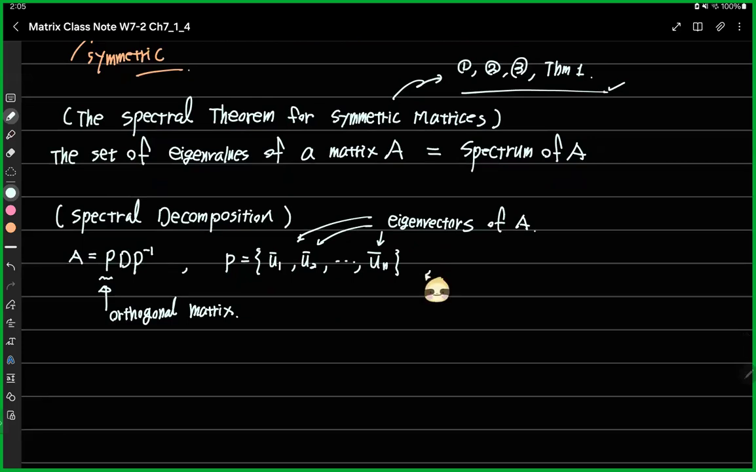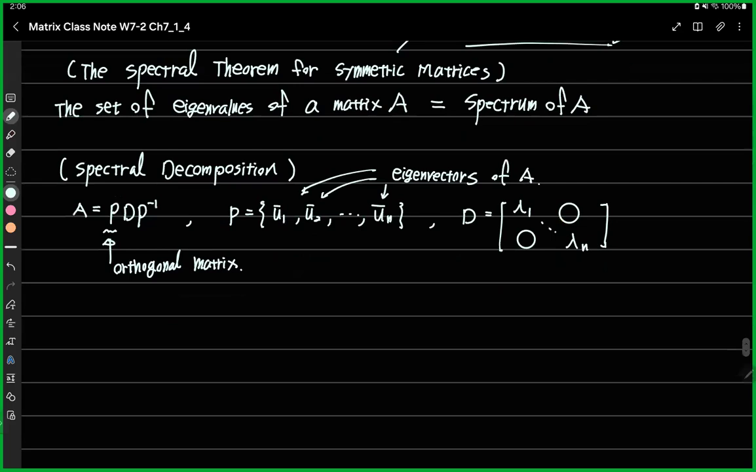Okay. Diagonal matrix D is just lambda one through lambda n. That doesn't mean that the multiplicity for each eigenvalue is one. If a certain eigenvalue has a multiplicity greater than one, then we repeat writing it multiple times. So P inverse is equal to P transpose, right? Because P is an orthogonal matrix.